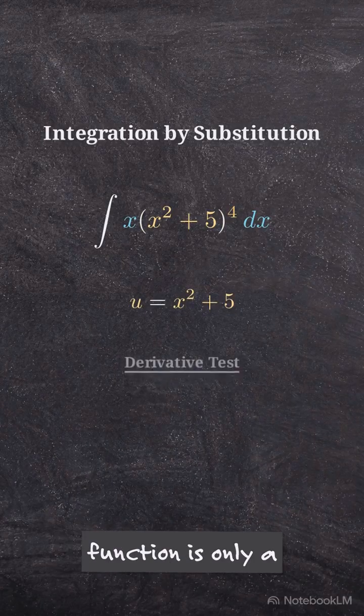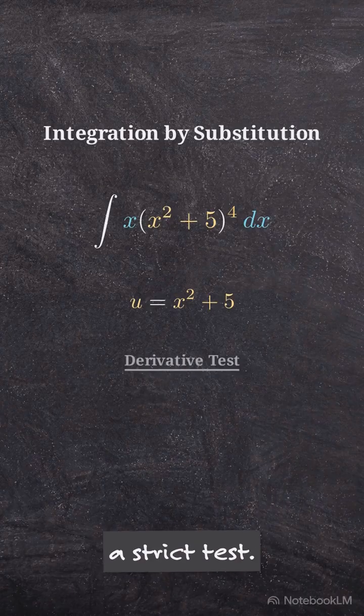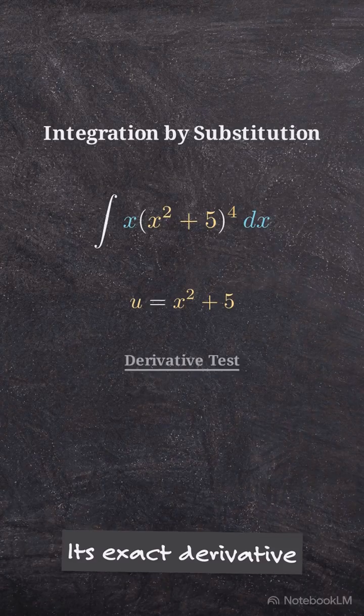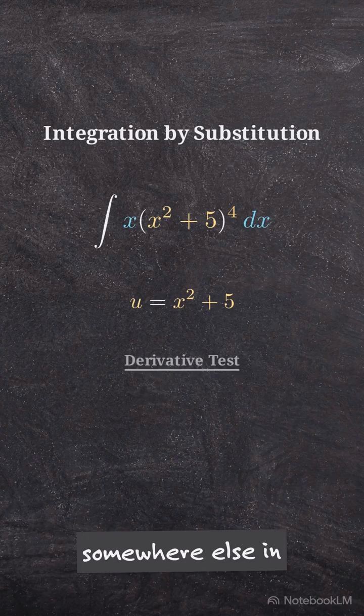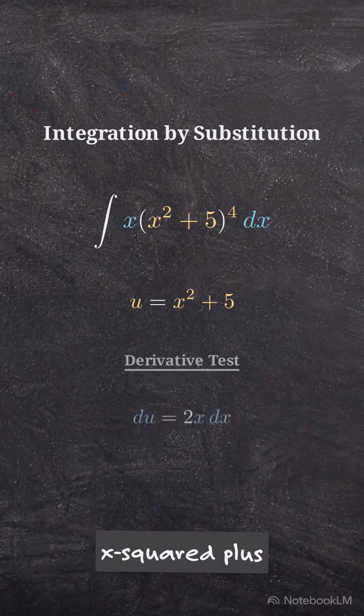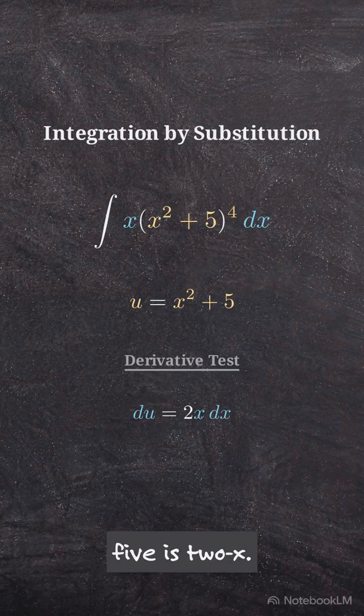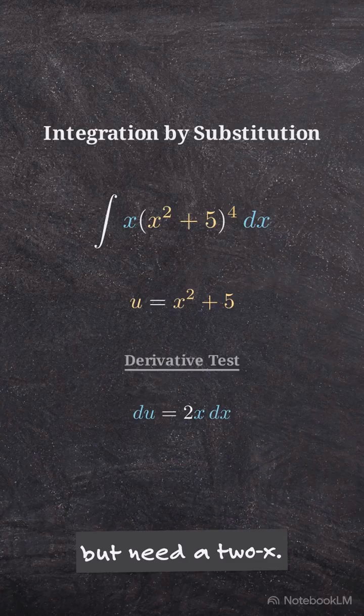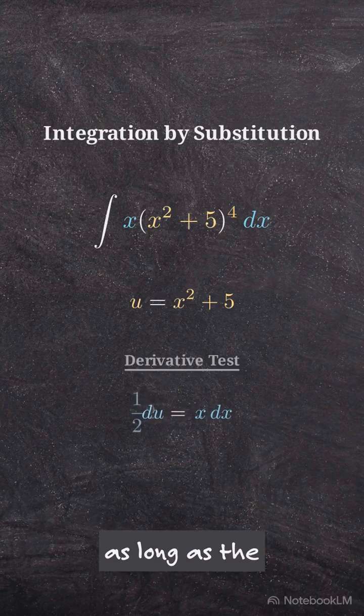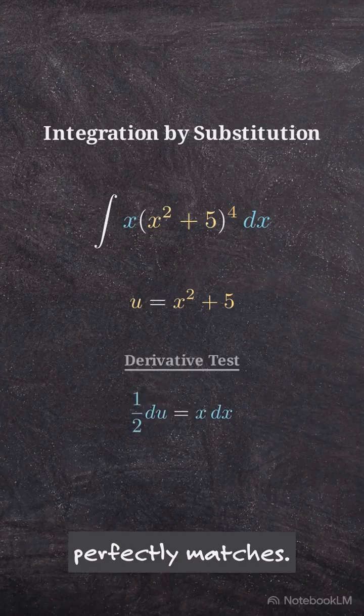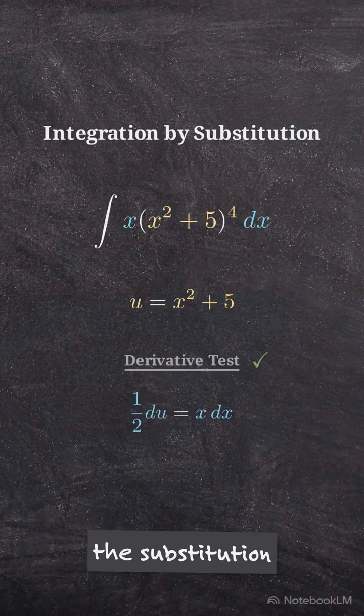But picking that inner function is only a guess until it passes a strict test. Its exact derivative must be lurking somewhere else in the equation as a multiplier. Let's check. The derivative of x squared plus 5 is 2x. Now compare that to our leftover outside parts, x and dx. We have an x, but need a 2x. That's actually okay. Constants can be adjusted as long as the exact variable perfectly matches. Since the test passes, the substitution triggers.